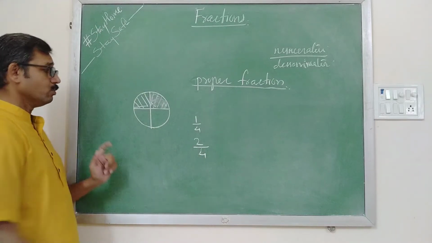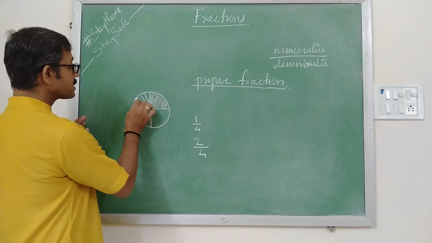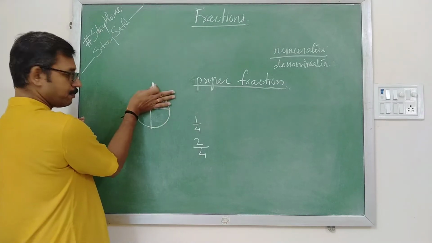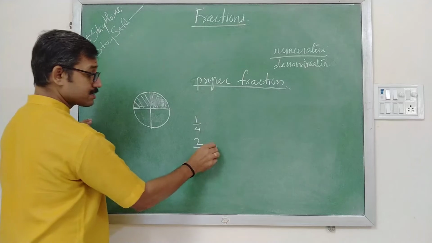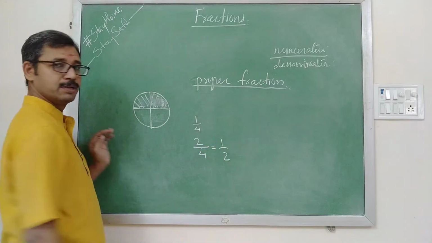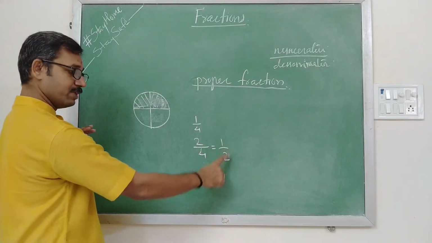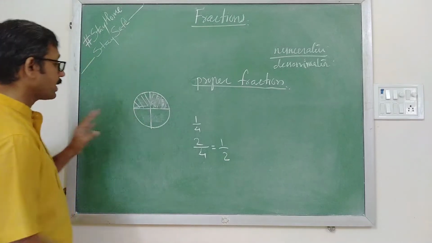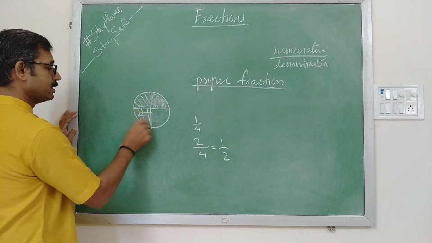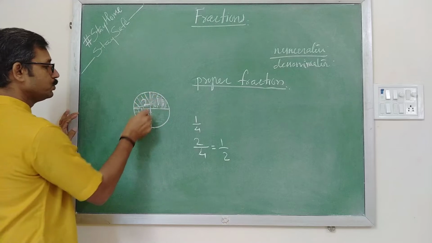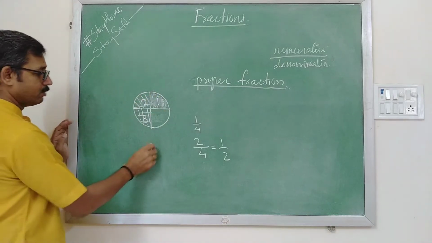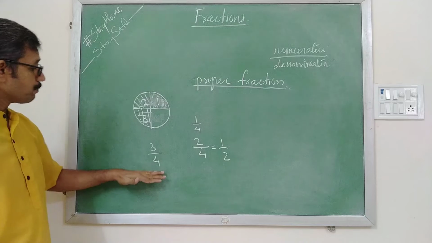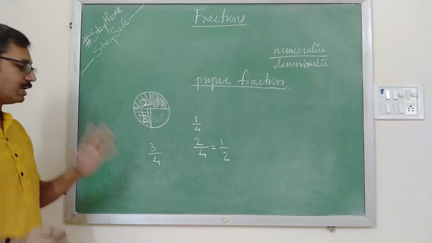Understand? Now this 2 upon 4, while seeing again, you can see that if you divide it into 2 parts, it is 1 part among that. So it is also 1 upon 2. We can write it like that also. Now I am going to take one more part. Now how many parts are taken? 1, 2, 3. 3 parts are taken. Now 3 among 4, 3 upon 4. So this is the fraction, the aspect of the fraction.